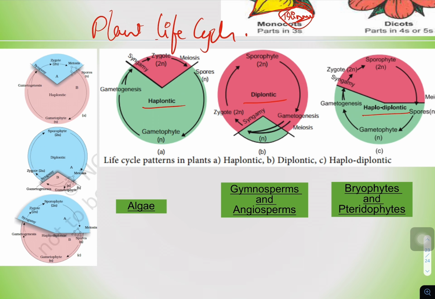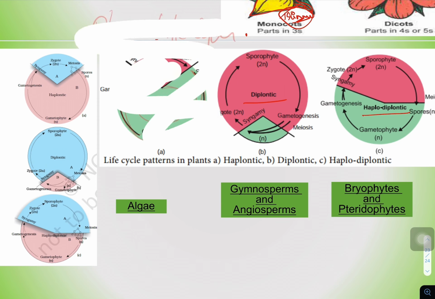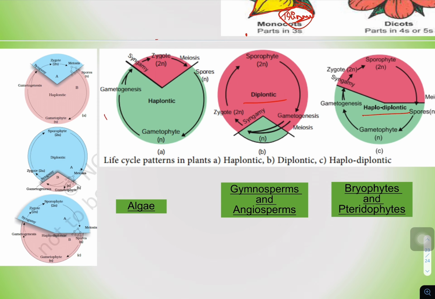What do you mean by haplontic life cycle? Haplontic life cycle is a type of life cycle where the gametophytic phase is dominant. The gametophytic phase takes more time for development. Say for example, this plant which is exhibiting haplontic life cycle, its life cycle is 1 year. Within 1 year, nearly 9 to 10 months will be taken for the development of gametophyte. Only 2 to 3 months will be taken for the development of sporophyte.